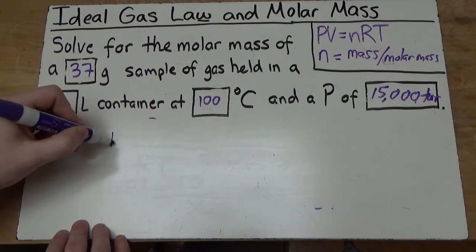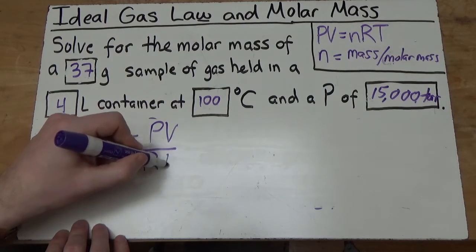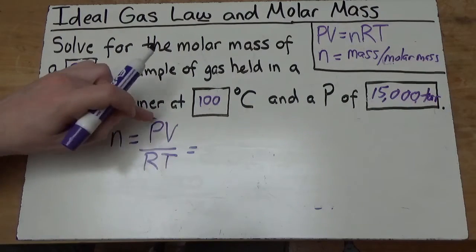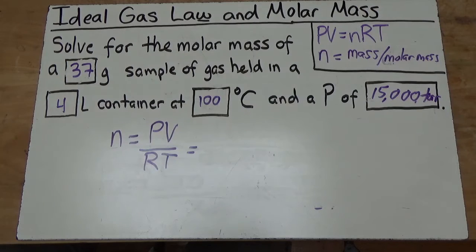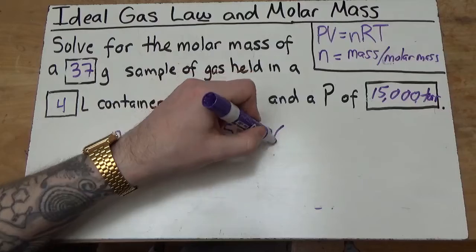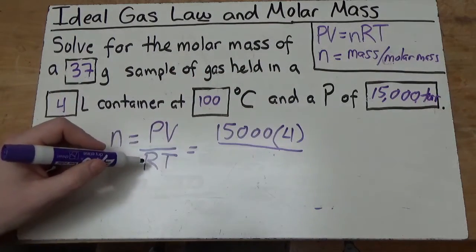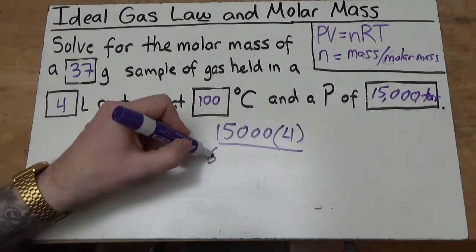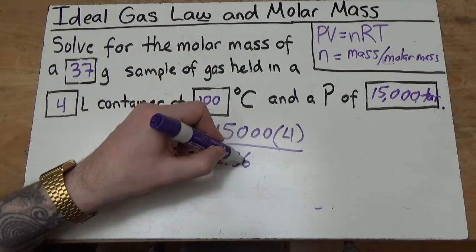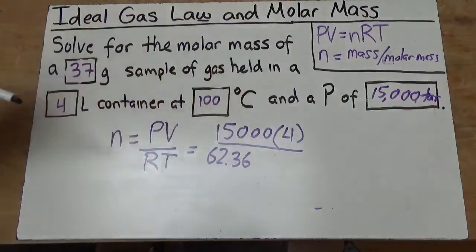Just like in the last problem, we have to solve for n first. And why don't you try to plug in my missing variables? If you've done this correctly, you should plug in 15,000 times 4 divided by R, which has to be, in this case, 62.36. The reason is because pressure is in torr.